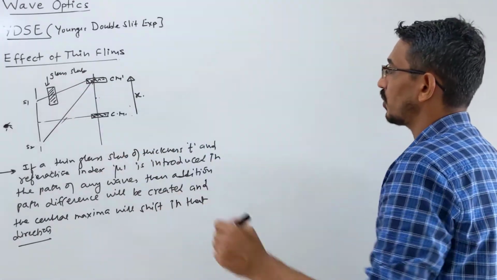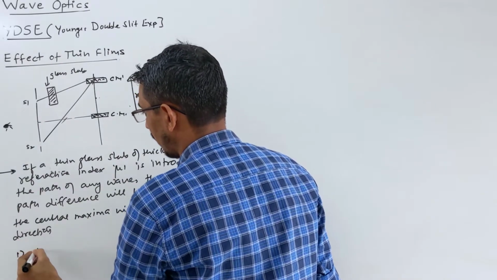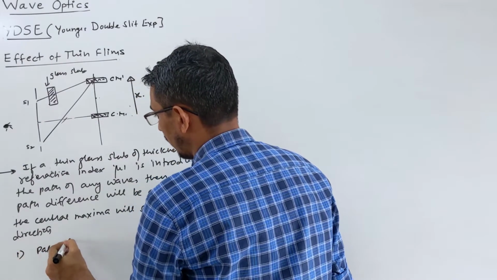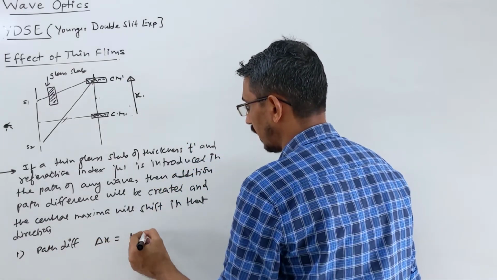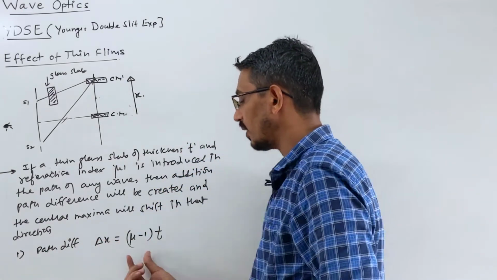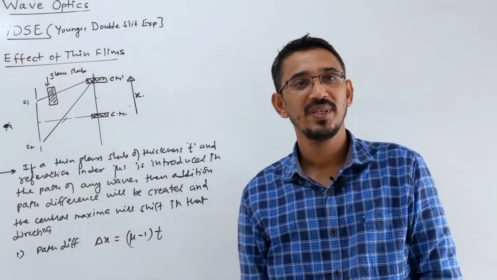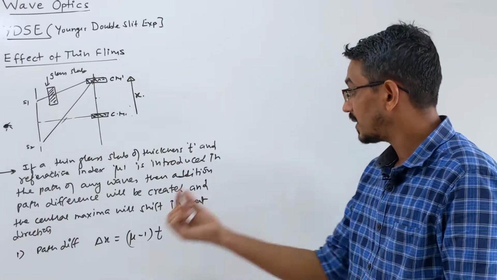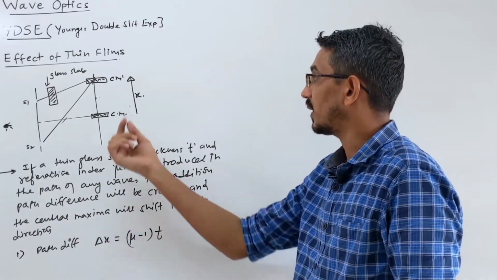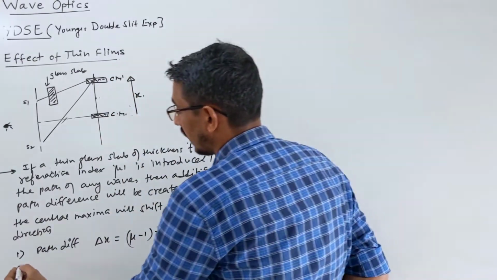So, small questions we answer here. First question: what is the additional path difference created? What new path difference is created? Delta x is obviously (mu minus 1) into t. We have already done this, if you remember. This is the normal shift only, right? (Mu minus 1) t. So this additional path difference is created. Mu is the refractive index, and t is the thickness of that glass slab.